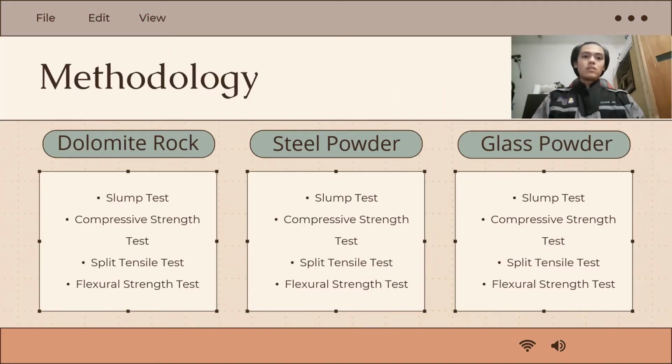Okay, for methodology, for dolomite rock, steel powder, and glass powder, all of them use the same method, and the methods are slump test, compressive strength test, split tensile test, and flexural strength test.